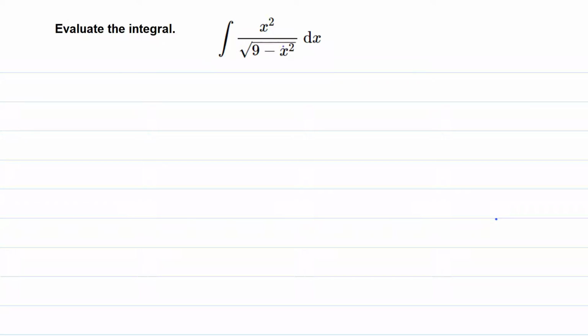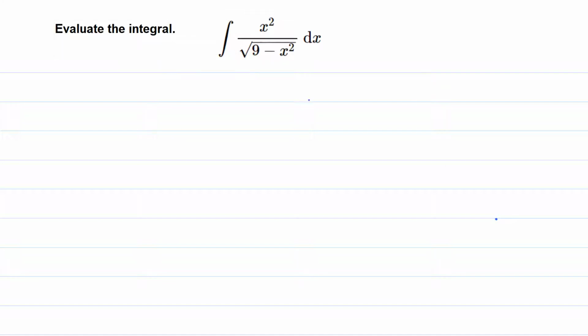Evaluate the integral. We've got the integral of x squared over the square root of 9 minus x squared. We have a fraction, but there is no fraction rule. We try u substitution, where u is 9 minus x squared, and its derivative is negative 2x. But we have x squared, not only x. We can always manage a number like negative 2, but since we have x squared, we cannot get rid of another x. So u substitution does not work.